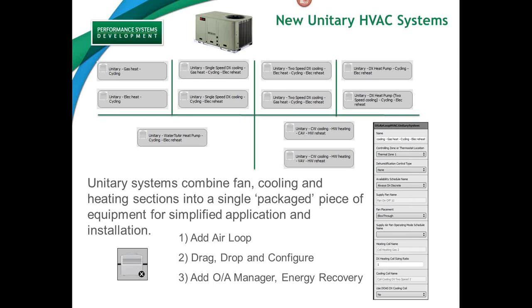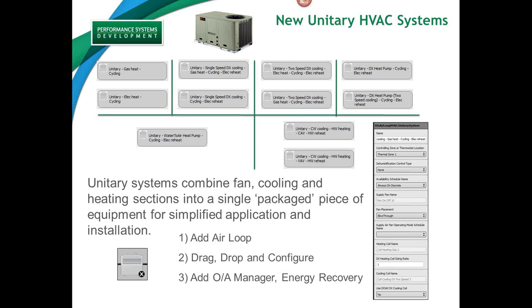So these are packaged systems, commonly referred to as packaged equipment. And a unitary system is simply a combination of a fan, a cooling source, maybe a coil, a heating source, maybe a coil or a furnace section, maybe a reheat source, maybe a preheat coil. All that is combined into a single packaged piece of equipment. And it's really combined so that it can be applied very simply and installed simply onto, say, an existing curb.